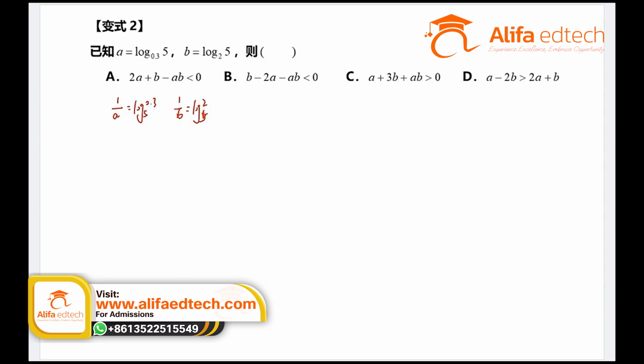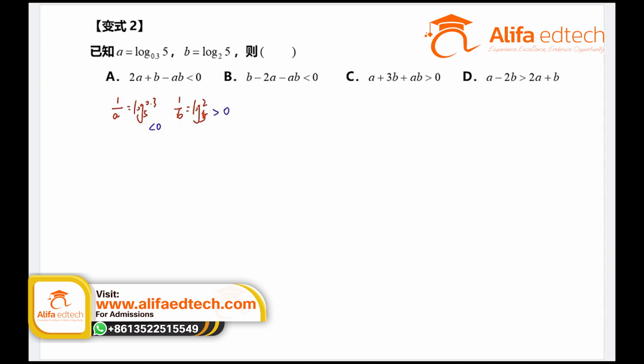We know that log base 5 of 0.3 is definitely less than log base 5 of 1, so it's less than 0. While log base 5 of 2 is definitely greater than log base 5 of 1, so it's greater than 0. So between a and b, a is negative and b is positive.